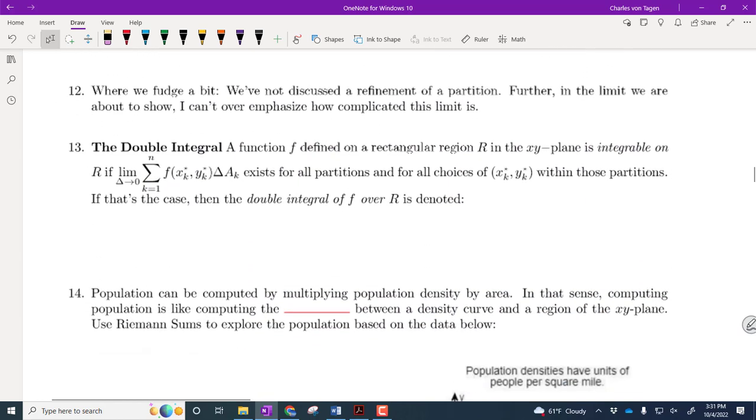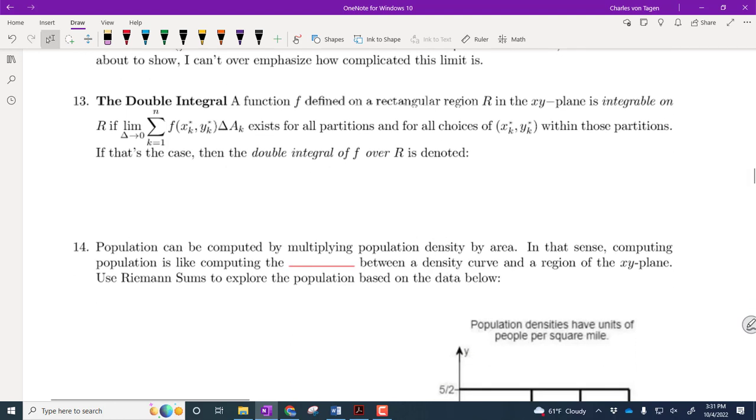Okay, so here's where we fudged a bit. We've not discussed the idea of what it means to refine a partition. And this limit that we're about to talk about is an exceptionally complicated limit. So here's our definition of the double integral. A function f defined in a rectangular region R, that's what we've been talking about, is said to be integrable if this limit exists.